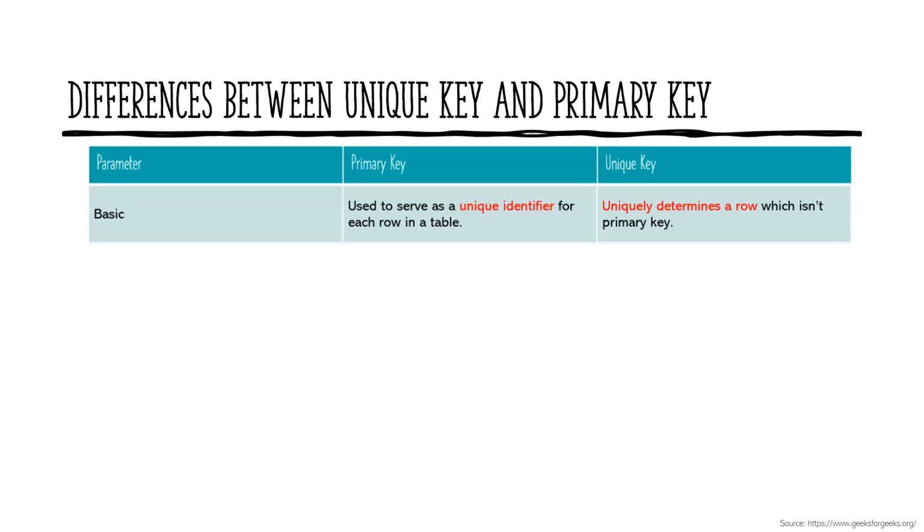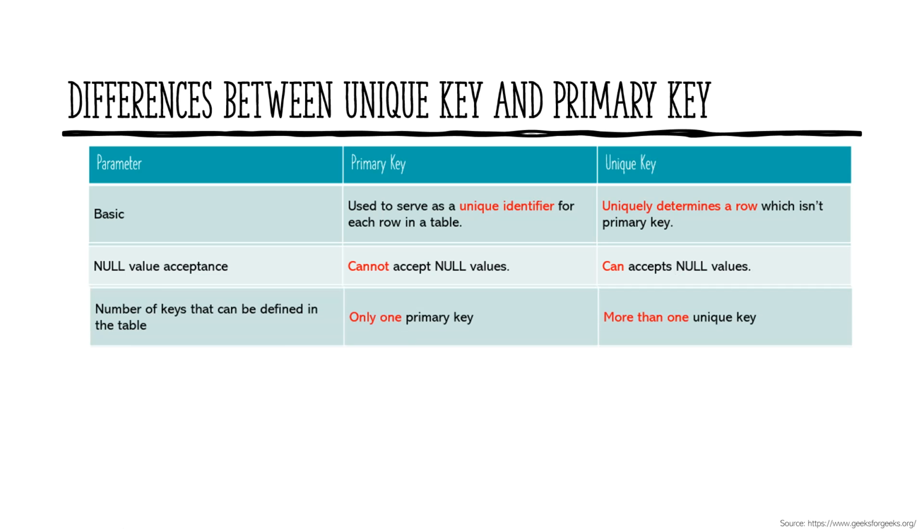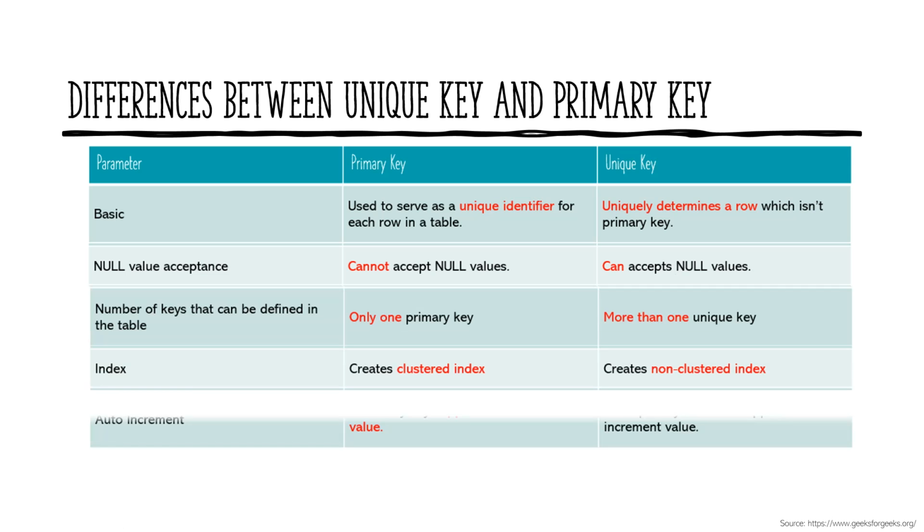So the primary key is used to serve as a unique identifier for each row in a table, while the unique key uniquely determines a row which isn't a primary key. So the primary key cannot accept null values, and the unique key accepts only one null value here. And you can have only one primary key on a table, but you can have more than one unique key on a table. And the primary key creates clustered index and the unique key creates non-clustered index.